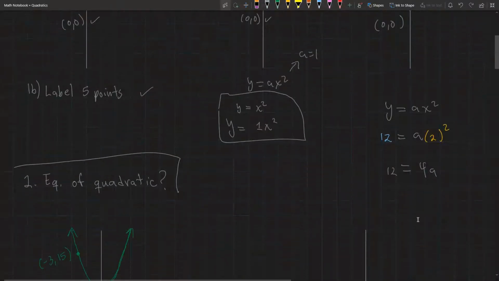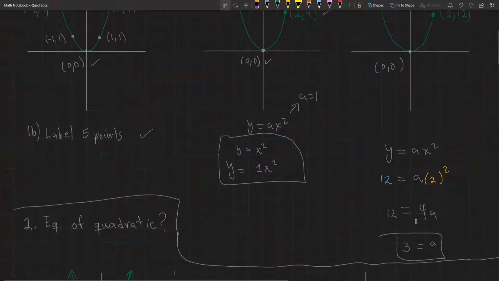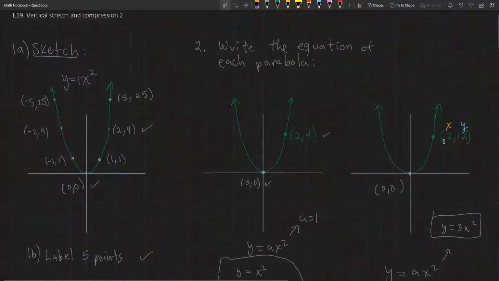And now if we want to isolate a, we want to undo multiplying by 4 on both sides. So a equals 3. But remember, the question didn't ask what is the vertical stretch or the a term. It asks what is the equation of the parabola or the quadratic. So one less substitution to make here, we can get an equation of y equals the a term now will be replaced by 3. So y equals 3 times x squared. And there it is. That's the equation of this parabola.